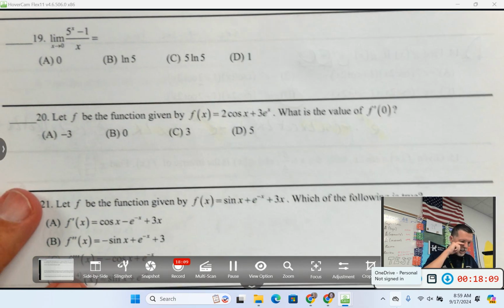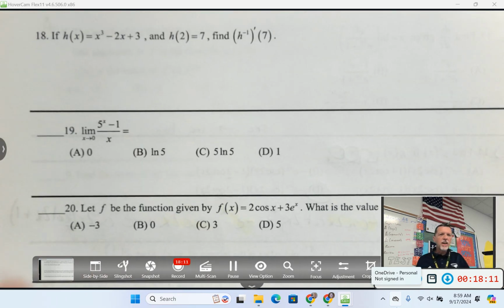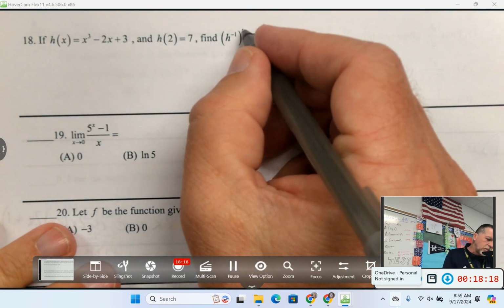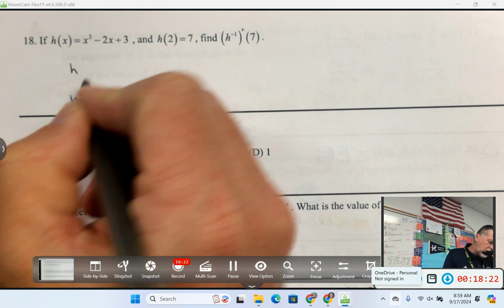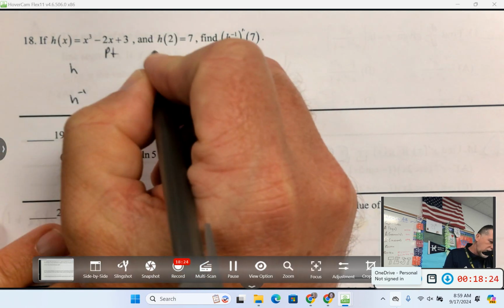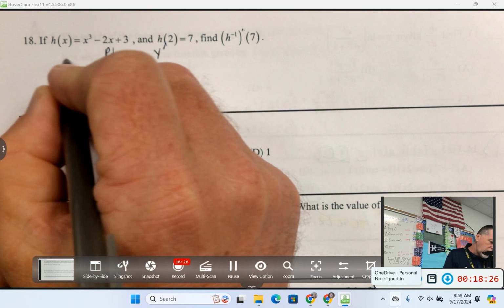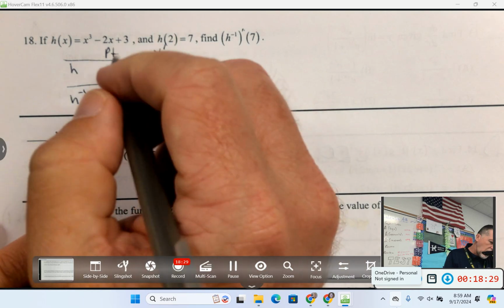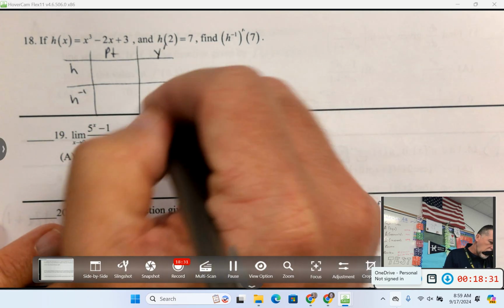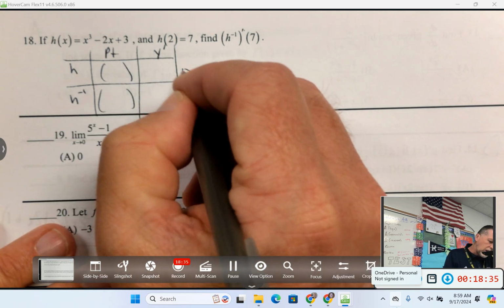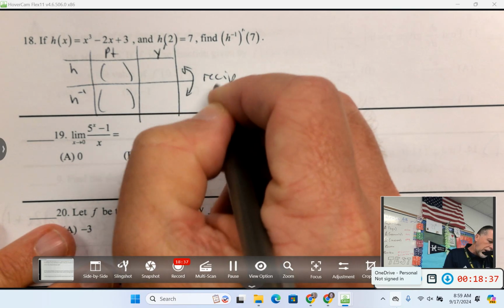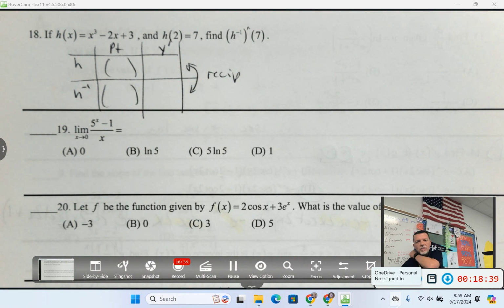Number 18. H of x equals that thing. H of 2 equals 7. Find the inverse. Oh, another derivative of the inverse problem. So H inverse, point, and slope. Let's get everything set up. Again, the main thing is the reciprocal. The derivatives are reciprocals.